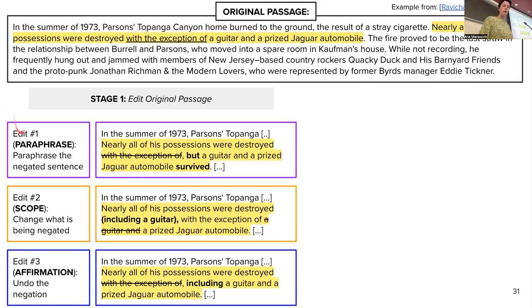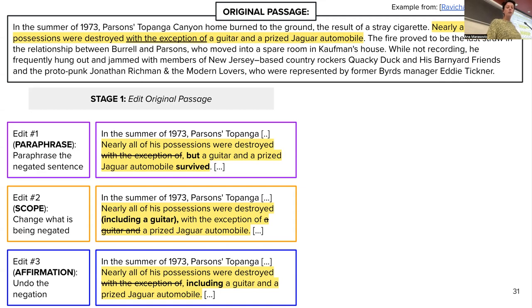Specifically, we make a first edit where we want to test whether the model can handle different ways of expressing the same negation. So "with the exception of" was paraphrased by our annotator into "everything was destroyed, but a guitar and a prized Jaguar automobile survived." We want to test whether, regardless of how you surface that negation, how you express it, the model can understand what's going on here. You also want to test that the model is sensitive to the scope of what is being negated.